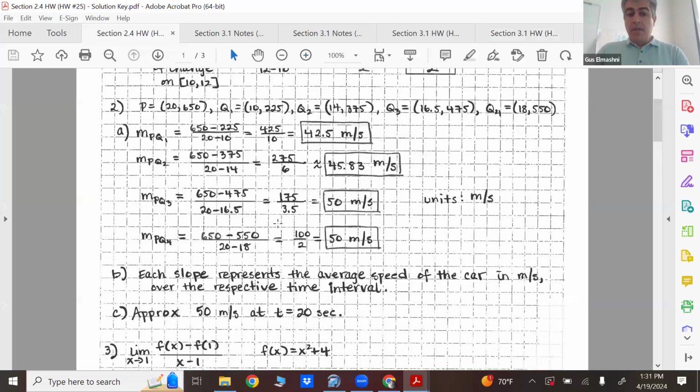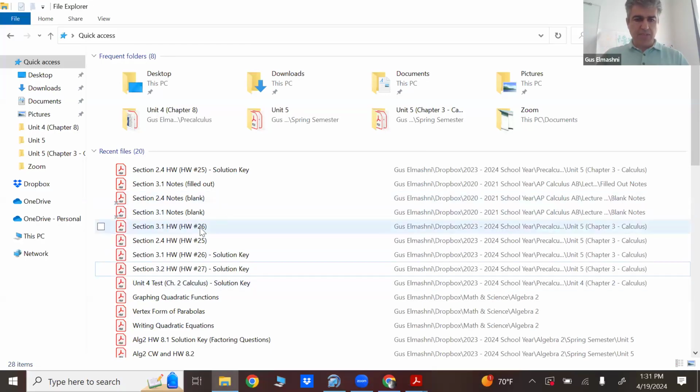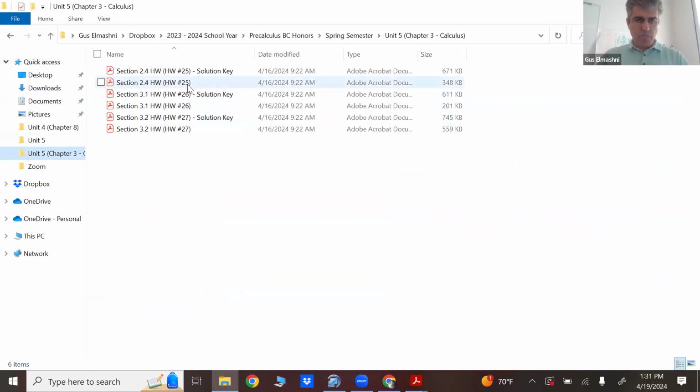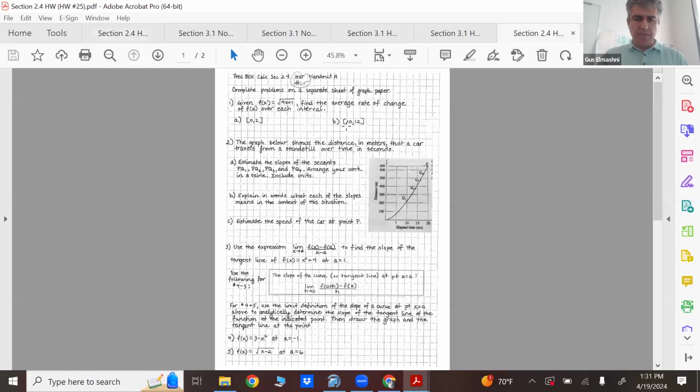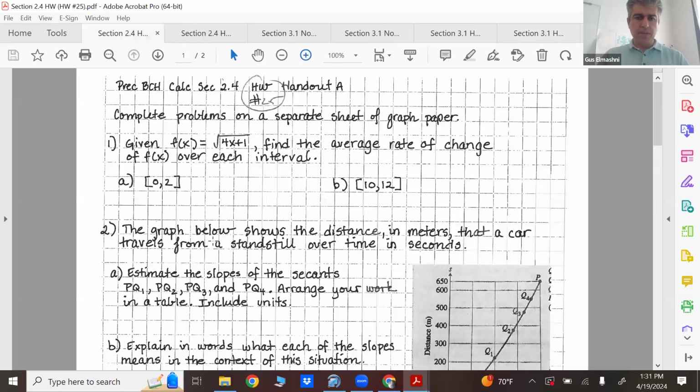Okay, for 2, this is also average rate of change for PQ1, PQ2, PQ3, PQ4. Looks like it eventually gets close to 50. So each slope represents average speed. And so approximately you could say the question's actually asking for, let me go back here, sorry. What was the question asking for again? It was asking for the estimated speed of the car. So we're all good there.